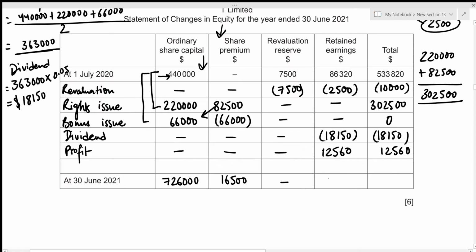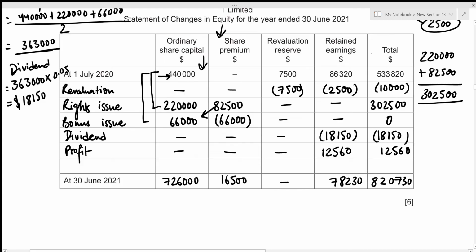Then for retained earnings, we have 86,320 minus 2,500 minus 18,150 plus 12,560, which gives a total to be 78,230. And for the total column, that's going to be 533,820 minus 10,000 plus 302,500 minus 18,150 plus 12,560, which gives the total to be 820,730.